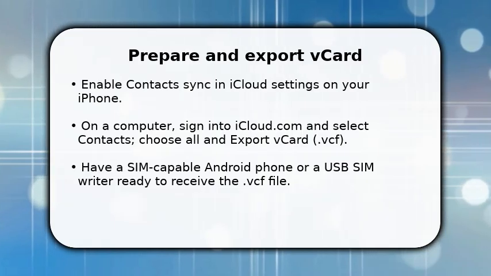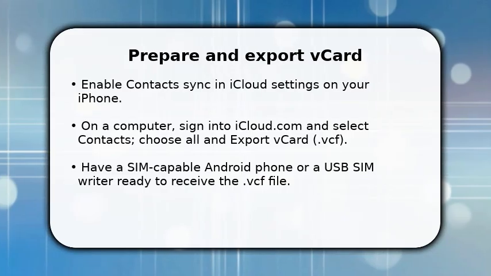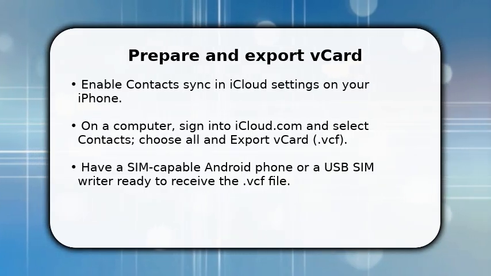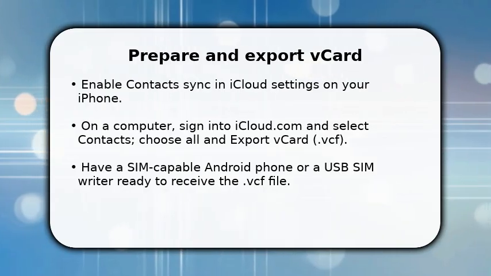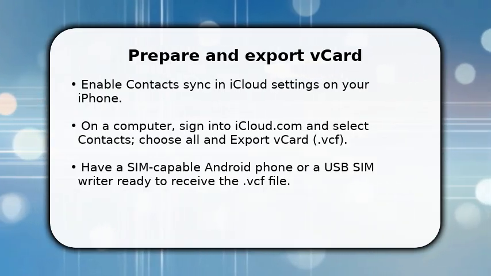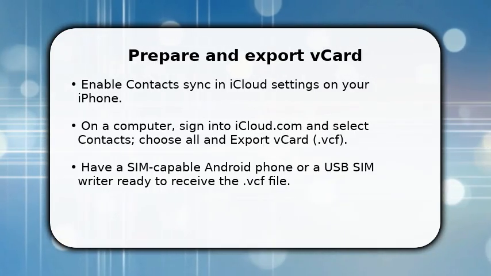Enjoy the video. You'll start by getting your contacts off the iPhone because iOS won't write to SIM directly. First, make sure contact syncing is enabled in iCloud on the iPhone. Next, on a computer, sign into iCloud. Open Contacts, select every contact you want and export a single VCF file.